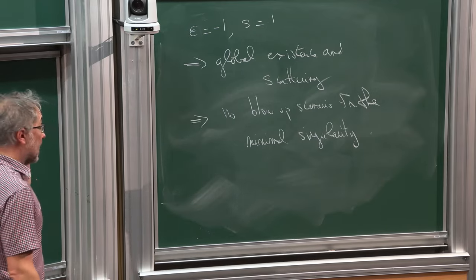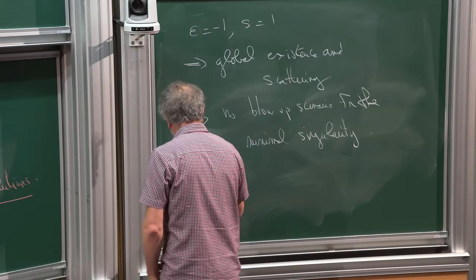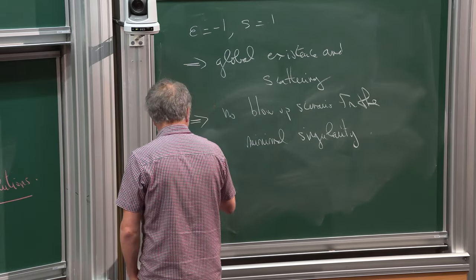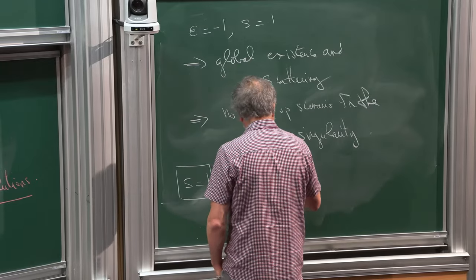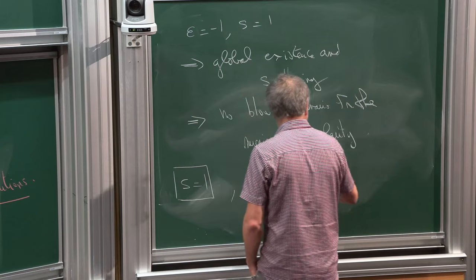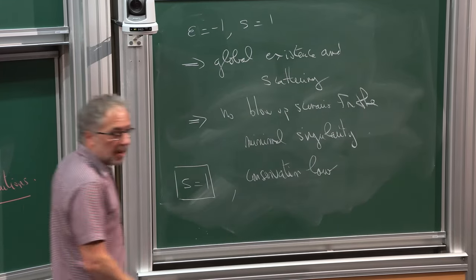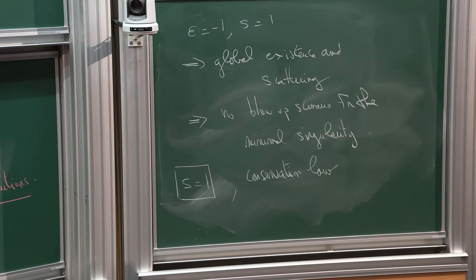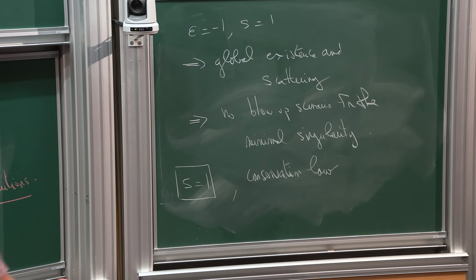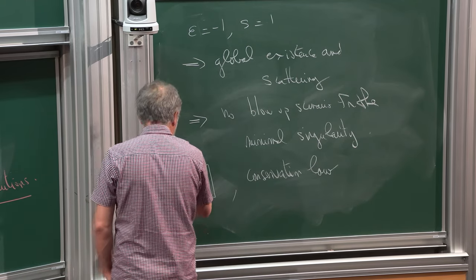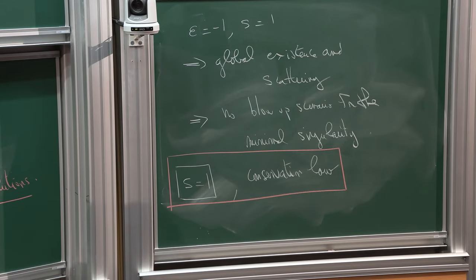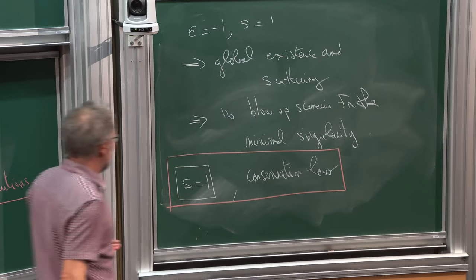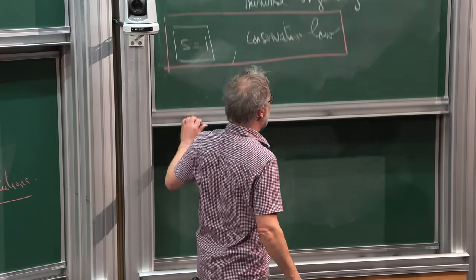And I should say that, of course, the fact that the problem is critical, that S is 1, and that the conservation law lives exactly at the level of the scaling, this plays an absolutely essential role in the proof. I mean, this is used all the time. This is absolutely central. The fact that the scaling is there and that the conservation law lives exactly at the level of the scaling, it's used absolutely everywhere in the proof.